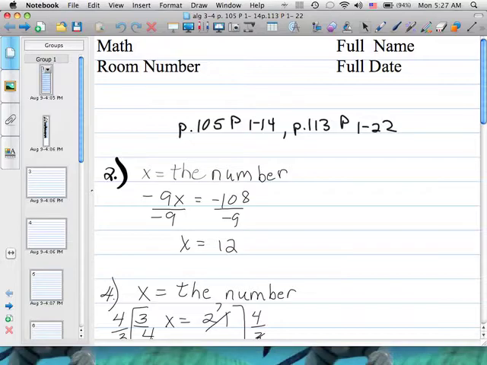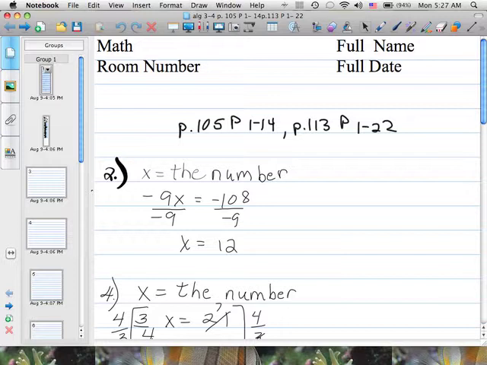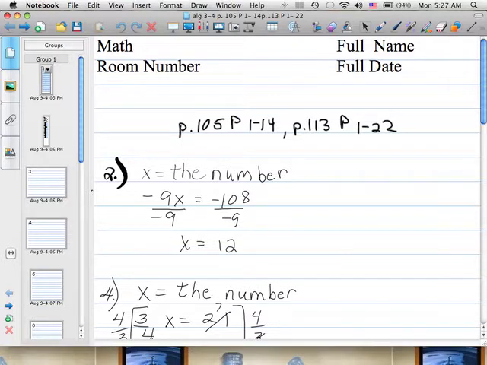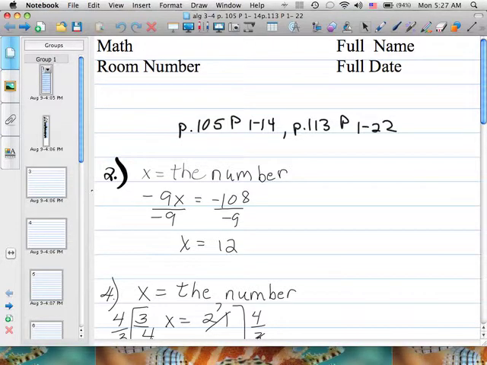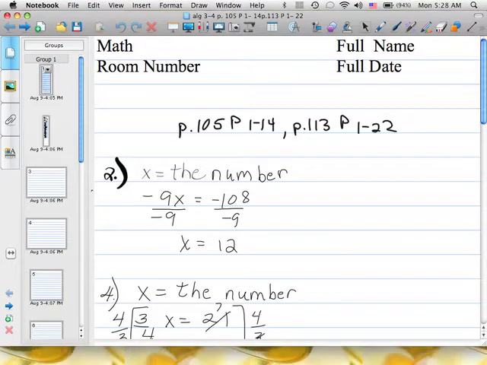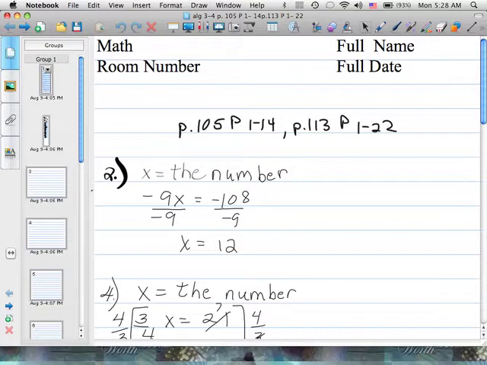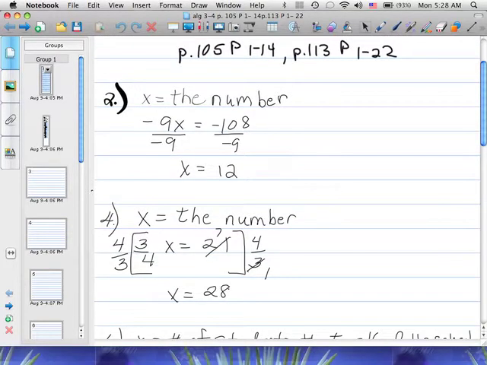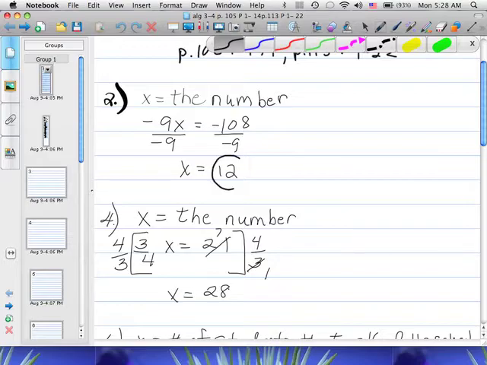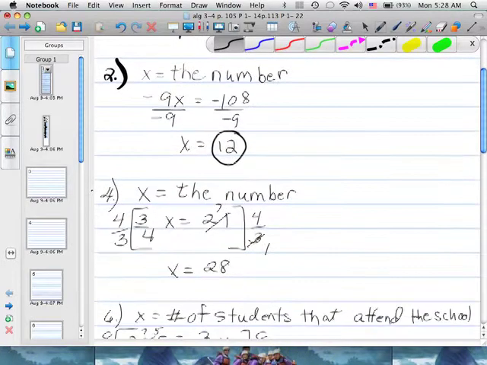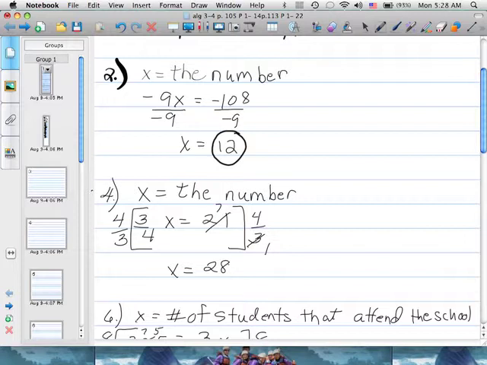On page 105, number 2, you're to write an equation based on the facts of each problem, then solve the equation and the problem. Number 2 says negative 9 times a number is negative 108. Find the number. So we let x equal the number, and negative 9x equals negative 108. The opposite of multiplying by negative 9 is dividing by negative 9, and we get x equals 12. So x equals 12 is our solution.